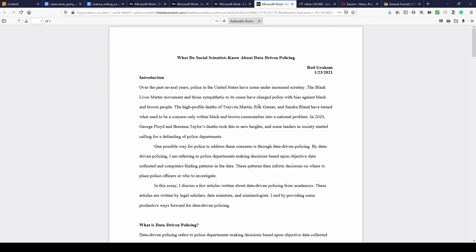This is an A paper. It's not perfect. In fact, as I was browsing it, I realized that I probably could have changed some things. But I think it's something that a student can aim for, and if they produce work of this quality, they will get an A on this assignment.